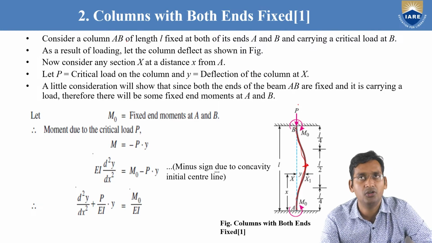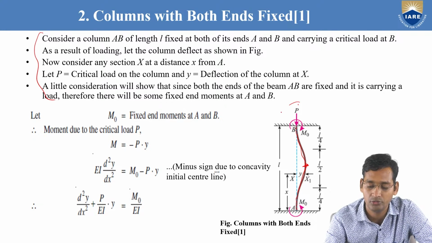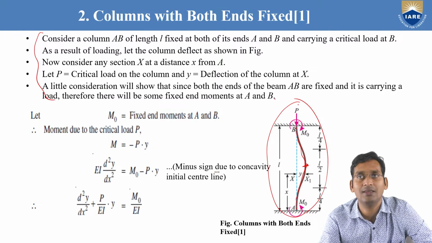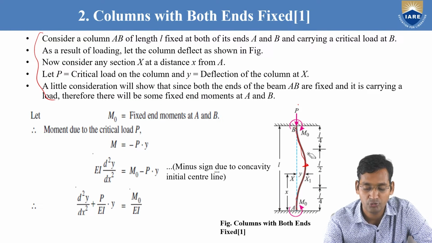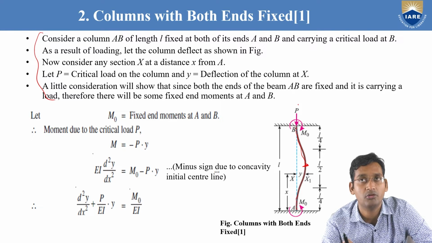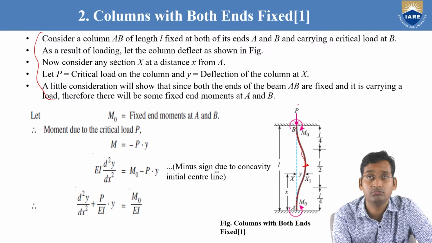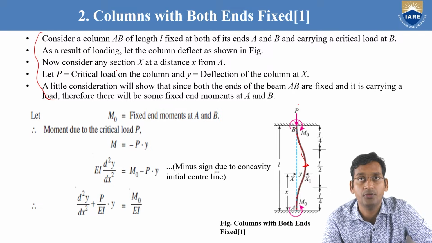What is that? Next, again the same. Consider a column AB of length L. These things are very important. You have to write everything in this diagram, whatever is there. Because nothing is given, whatever is given or whatever you assume, you have to mention clearly. That's why in every derivation I am mentioning these things. So consider a column AB of length L.